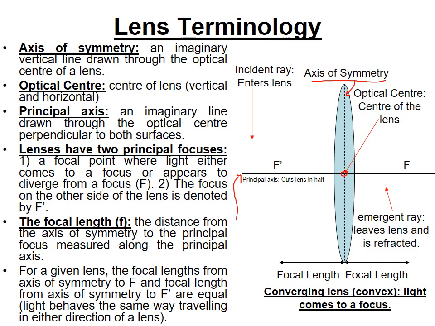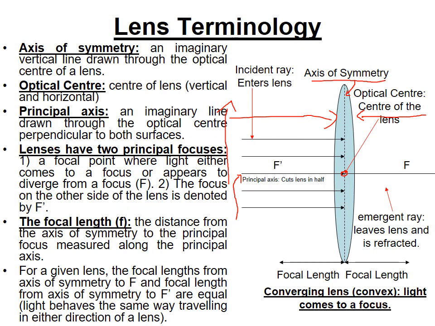Just like mirrors, lenses have focal points, except a lens has two focal points because light goes through both sides. It can enter through this side here, or it could enter through this side here. It all depends on where your object is. So let's say the object was on the left side of this lens. Light rays that are parallel to the principal axis and to each other will converge onto the focal point.